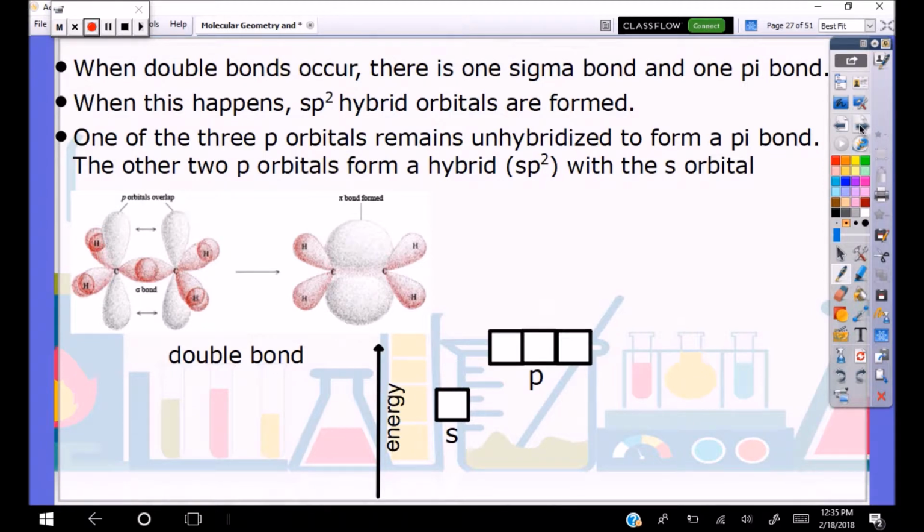Okay, so then that leads us to talk about double bonds. This actually helps us make a lot of sense of double bonds and triple bonds and why they form. It also explains why we can't form quadruple bonds. When double bonds occur, we know there is one sigma bond and one pi bond.